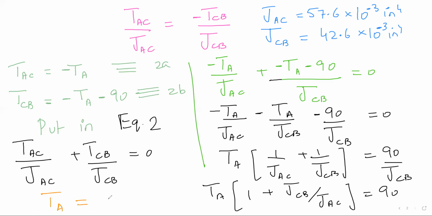Coming is 51. 51 point? Negative or positive? So I was wrong. Are you with us? Sure. Okay. TA comes out to be negative 51.7 feet pound.